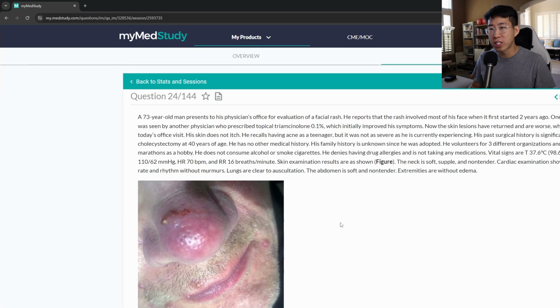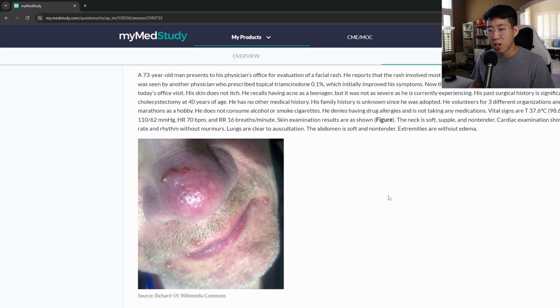All right, next question. A 73-year-old man presents to his physician's office for evaluation of a facial rash. I'm looking at it here. It's kind of centralized on the nose. So immediately I'm starting to think of rosacea potentially, although there's a pustule here. So papulopustular rosacea, more of a derm thing, but extremities are without edema. Which of the following is the most likely diagnosis?